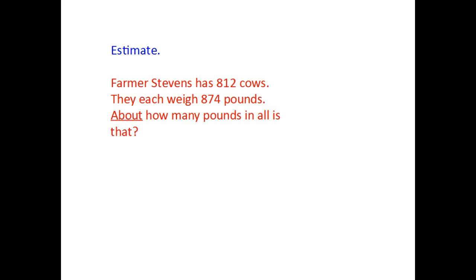Last question. Farmer Stevens has 812 cows. They each weigh 874 pounds. About how many pounds in all was that? Again, the directions said to estimate, and I have the word about. So I'm not looking for an exact answer. I want to round them off. 812. Level 1 bully. Stay where you're at, act like a cat. Is going to go to 800. 874 pounds rounded off is going to go up to 900.